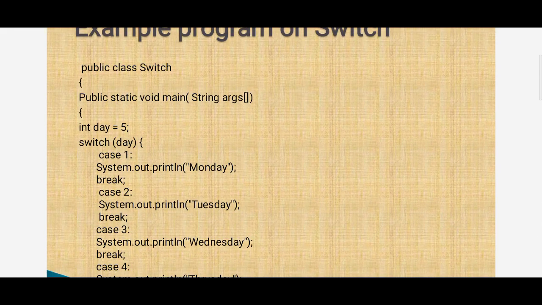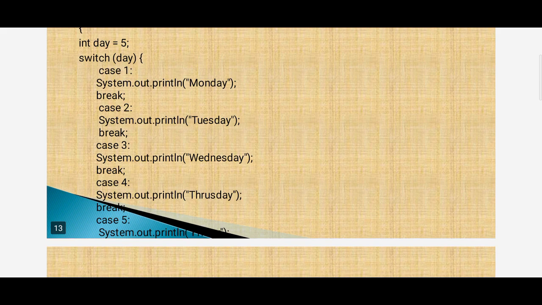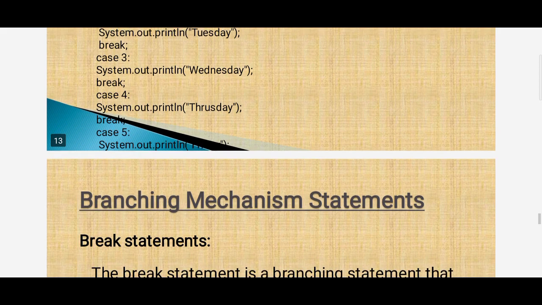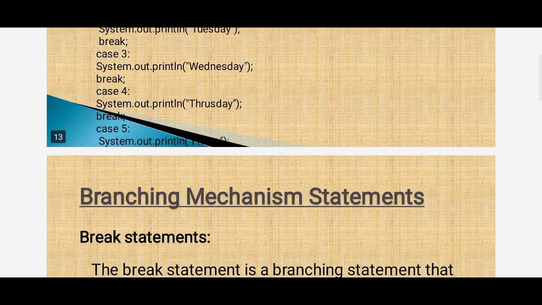Example program for switch. Here int day equals 5, switch day, case 1, break, case 2, System.out Tuesday, break, case 3, System.out Wednesday, break, case 4, System.out Thursday, and so on up to Sunday. This is the switch statement.